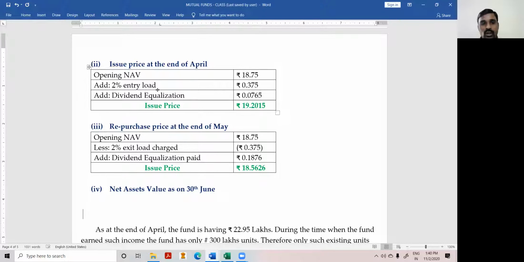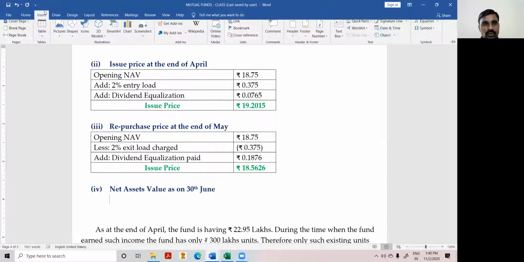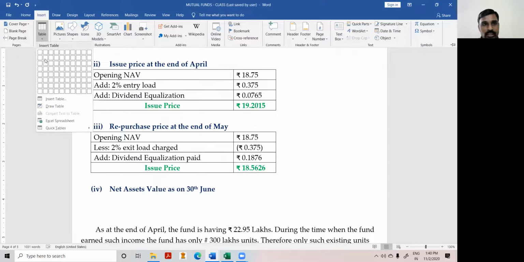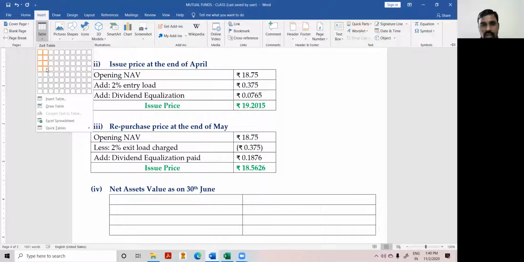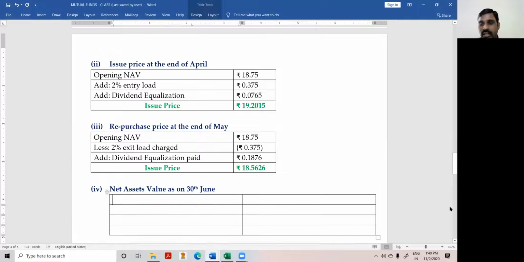Net assets value as on 30th June. Okay. Next, what are the aspects to be considered in the net assets value?